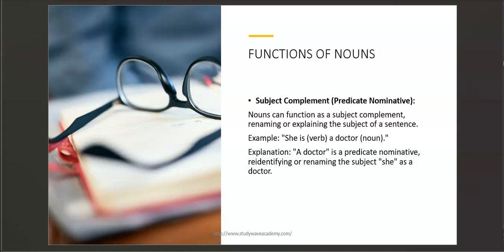It's complementing the noun. Okay, so she is our noun here, but we don't know who she is. But the doctor is the subject complement noun here. It's giving a compliment on whoever is being talked about. Okay, so a doctor is a predicate nominative, re-identifying or renaming the subject. So we are renaming this girl here. She's not just a girl but also a doctor. So we are re-identifying her. So that is another function of the noun.